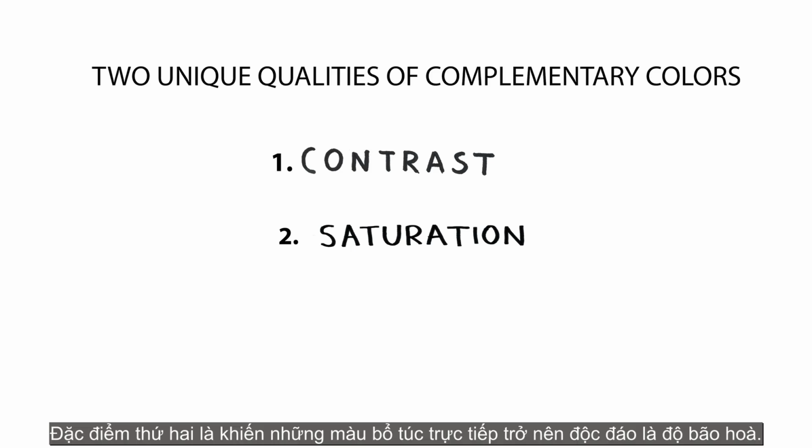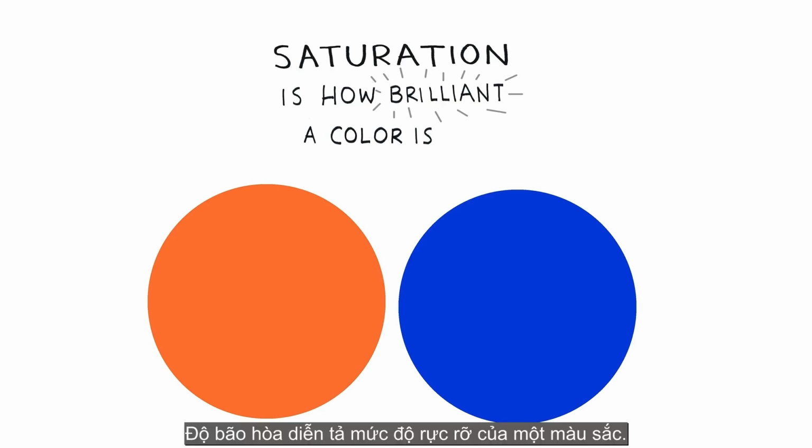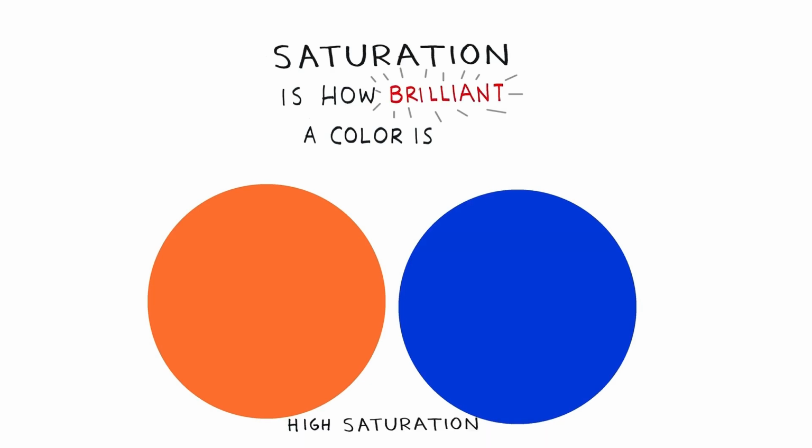The second quality that makes complementary colors unique is saturation. Saturation is how brilliant a color is.